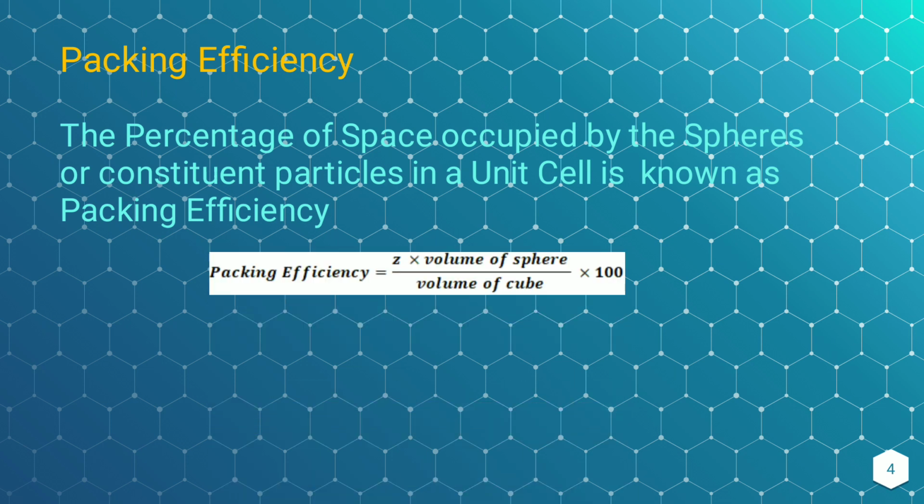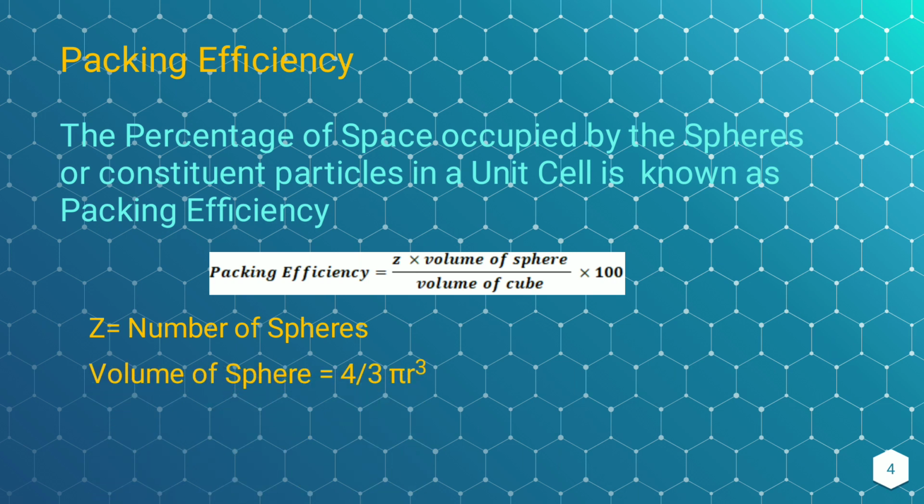So the formula to calculate packing efficiency is: packing efficiency is equal to Z into volume of sphere, that is our particle, divided by volume of cube, that is the unit cell we are using, multiplied by 100. So we know the value of Z, that is the number of spheres. The value of Z can be 1 for a simple cube, it can be 2 for BCC, or it can be 4 for CCP or FCC.